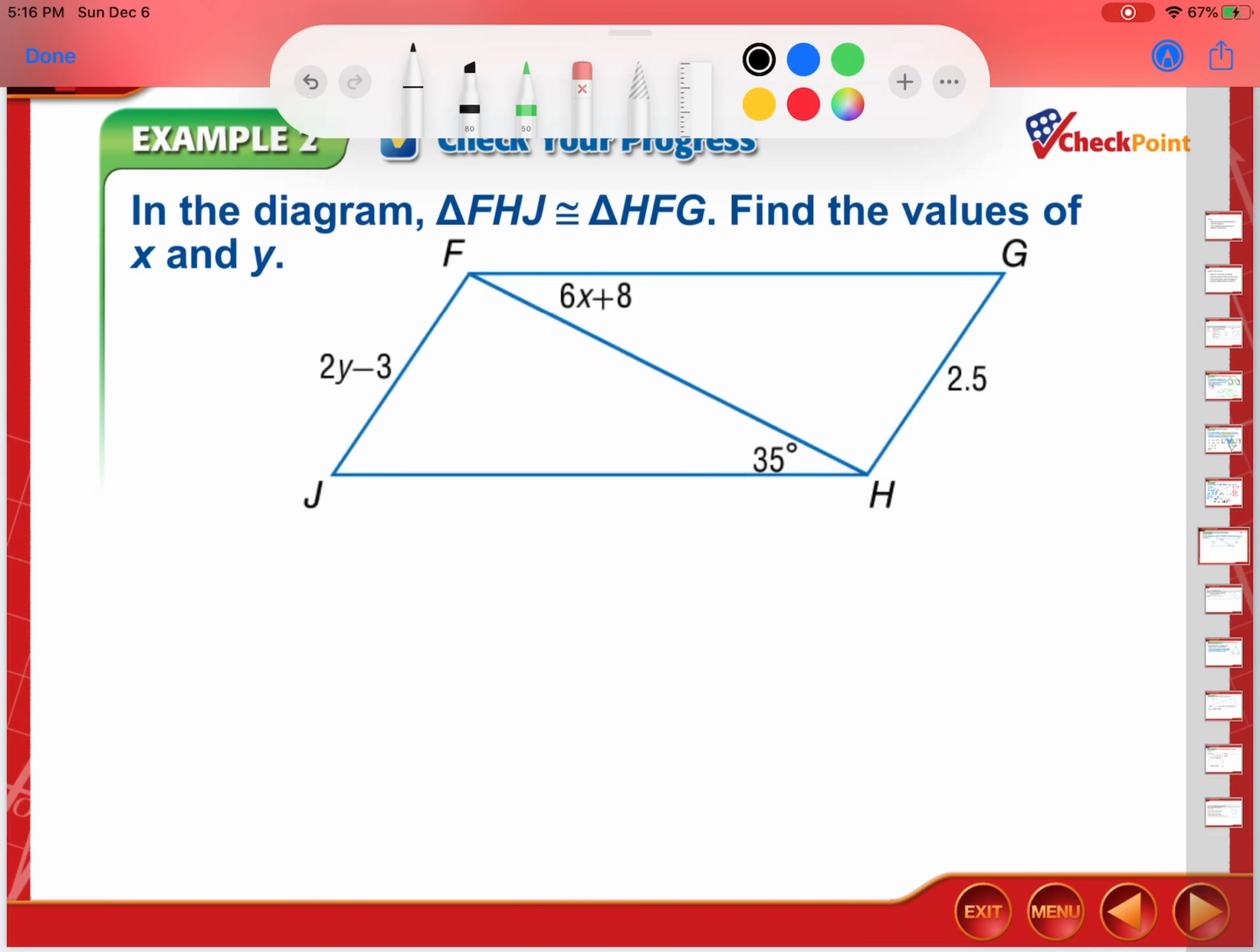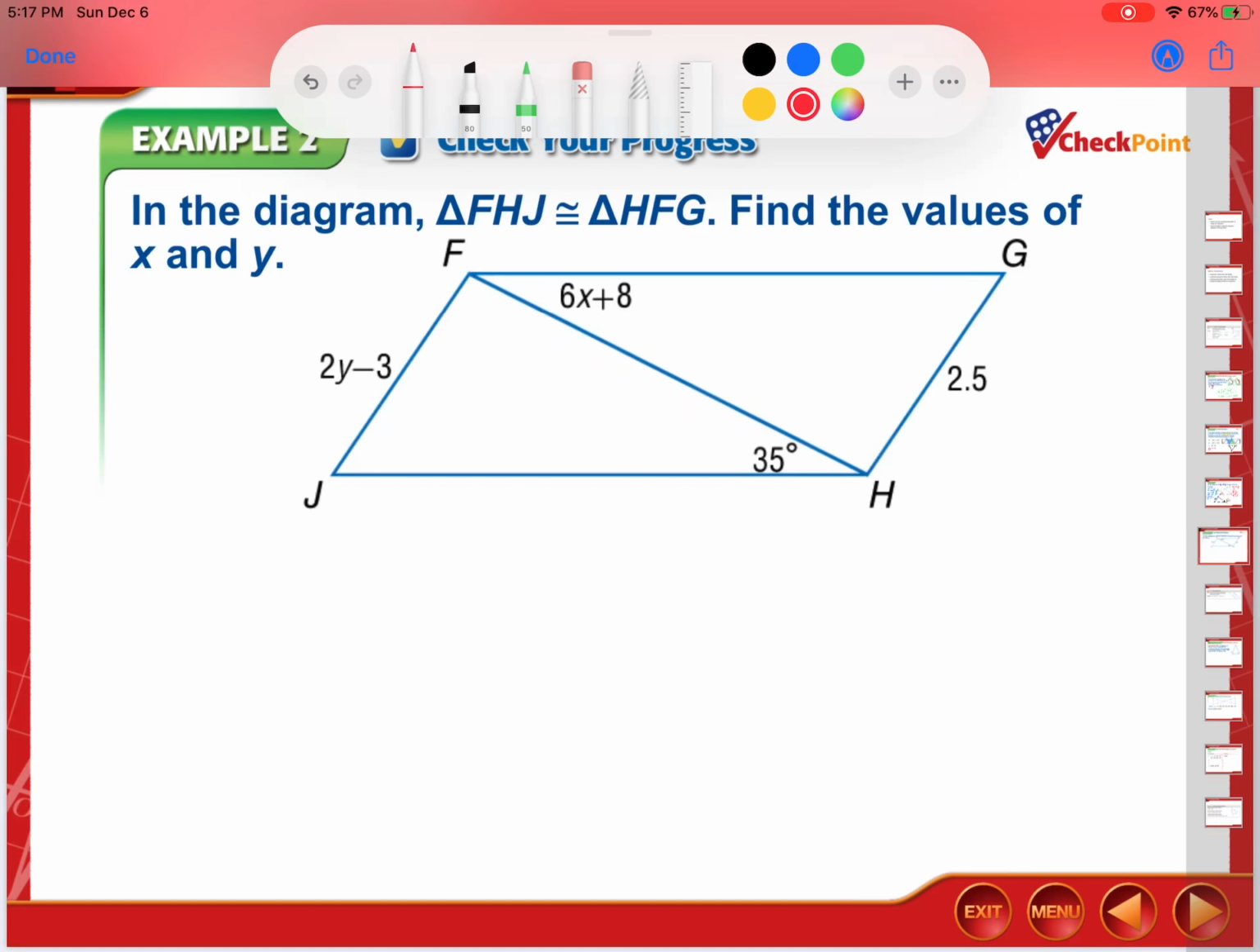Okay, so we're moving on. This is another type of problem that you're going to see a ton of. So in the diagram, FHJ is congruent to HFG.